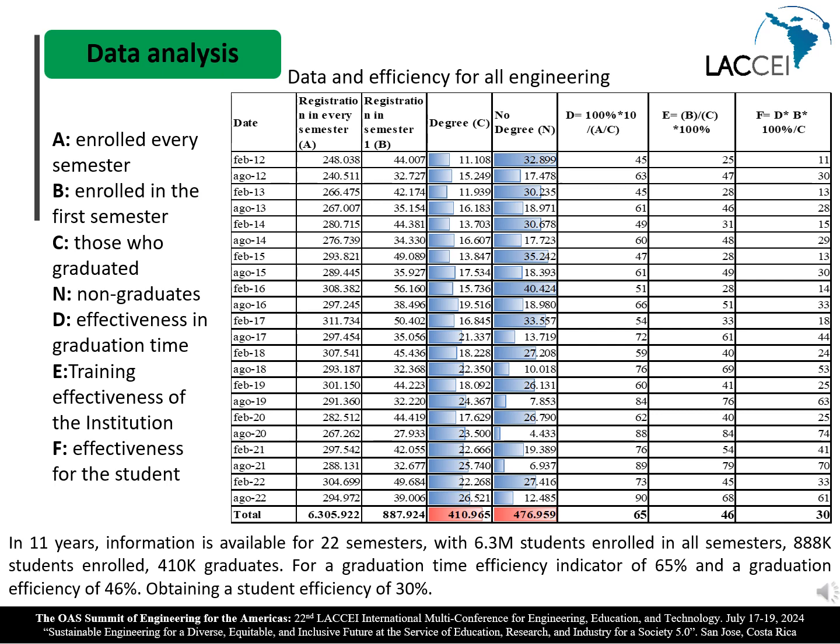For example, in 11 years, information is available for 22 semesters. We see millions of students enrolled in all semesters. 888,000 students enrolled, 410,000 graduates, for a graduation time efficiency indicator of 65%, and a graduation efficiency of 46%, obtaining a student efficiency of 30%.